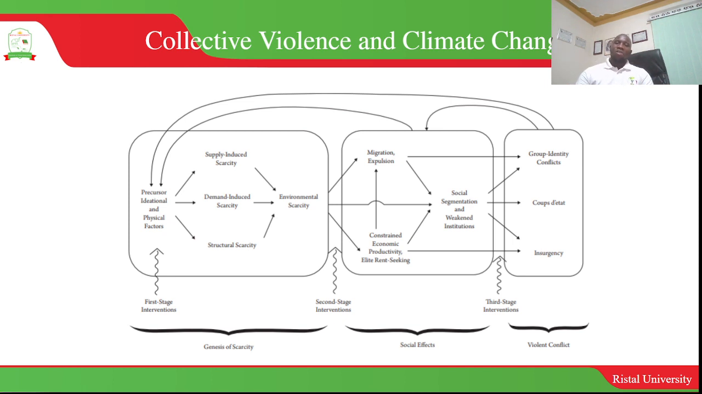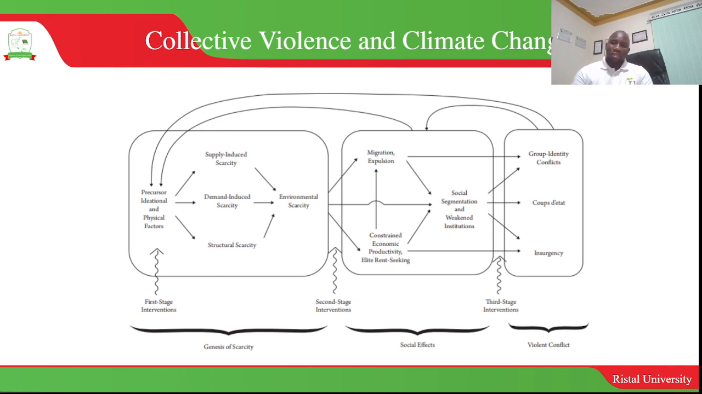Or when you have scarcity, people will be chased, expulsion, forced to move. So you have two communities that have been grazing together, but the pasture is becoming less, so let us chase them to go to their land. That is expulsion. Okay? Now, these ones are basically at the level of the social effects of this scarcity.